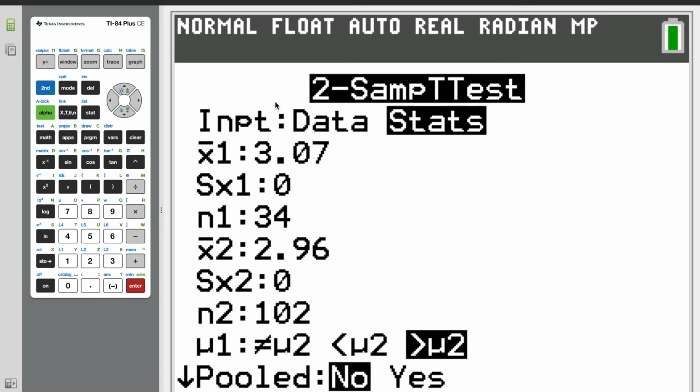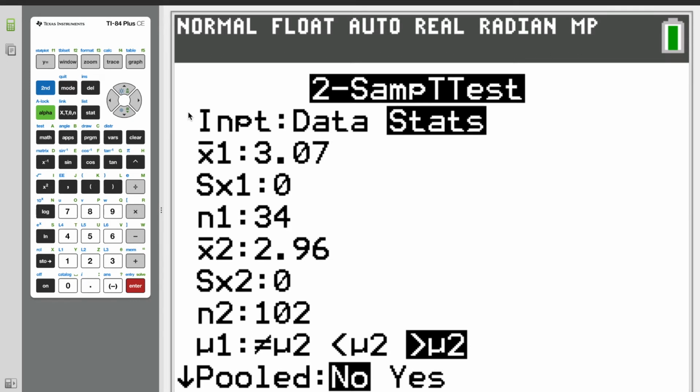from the last video. And so you're always going to fill in your sample mean, your sample standard deviation, and your sample size for your first population. And then you're going to do the same thing for a second population. And so from our previous video, we were actually looking at the difference between the GPAs of student athletes versus all other students at a university.